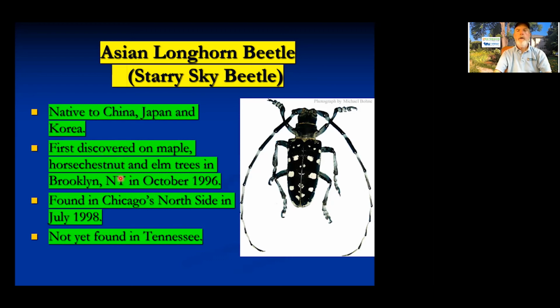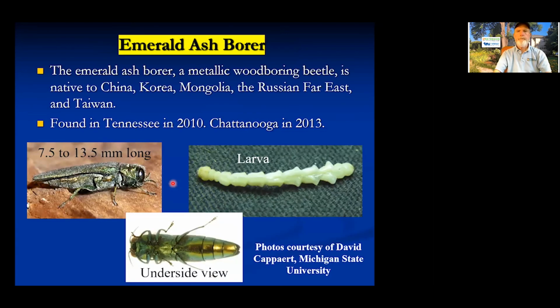So there's high hopes that it won't, because it can attack somewhere in the neighborhood of 200 different species of trees. It's a beetle that lays an egg, I think, on the outside of the bark. The egg catches, makes a hole in the tree, and then it's all over in a couple years.